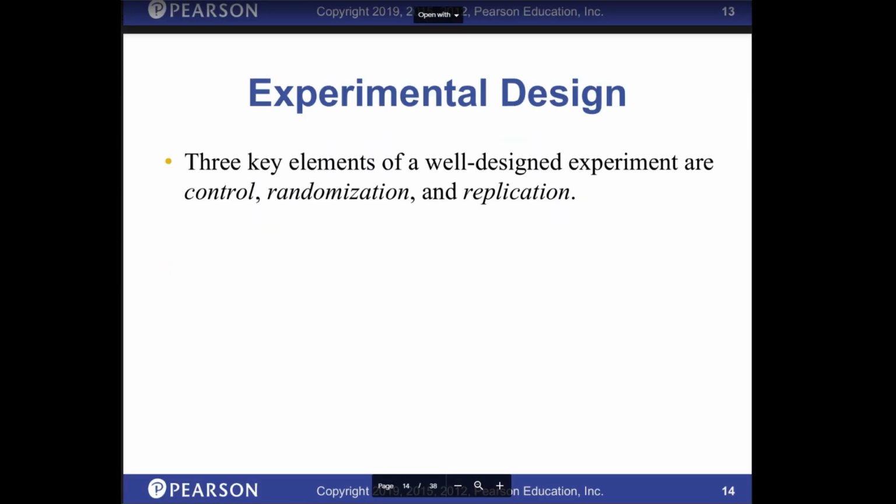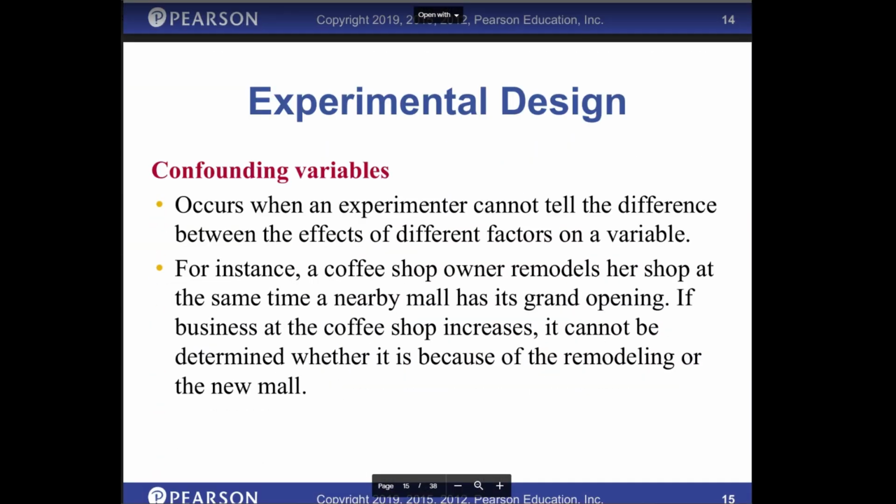And in experimental design, there are three key elements of a well-designed experiment, which are the control, randomization, and replication. Confounding variables occur when an experimenter cannot tell the difference between the effects of different factors on a variable. For instance, a coffee shop owner remodels her shop at the same time a nearby mall has its grand opening. If business at the coffee shop increases, it cannot be determined whether it is because of the remodeling or the new mall, right? So maybe some outside variable affects your subject, and you can't figure out whether it's because you did something to the subject or because the outside variable affected it.